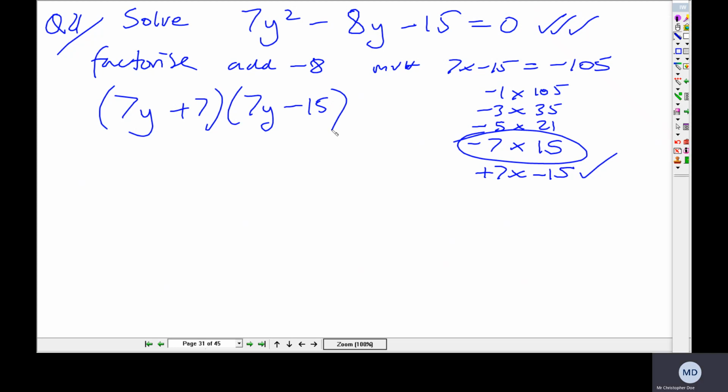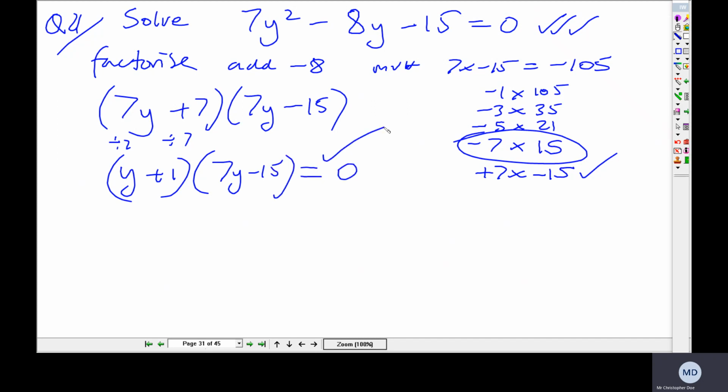Yeah. And then one of your 2 brackets will be able to cancel down because they'll be divisible by something. The first bracket, look, both numbers divide by 7. Go ahead and do that. So you get y plus 1 in the first bracket and 7y minus 15 in the second bracket. If you can correctly factorise, that's your 4th mark out of 5. And the final mark is for getting the 2 answers.